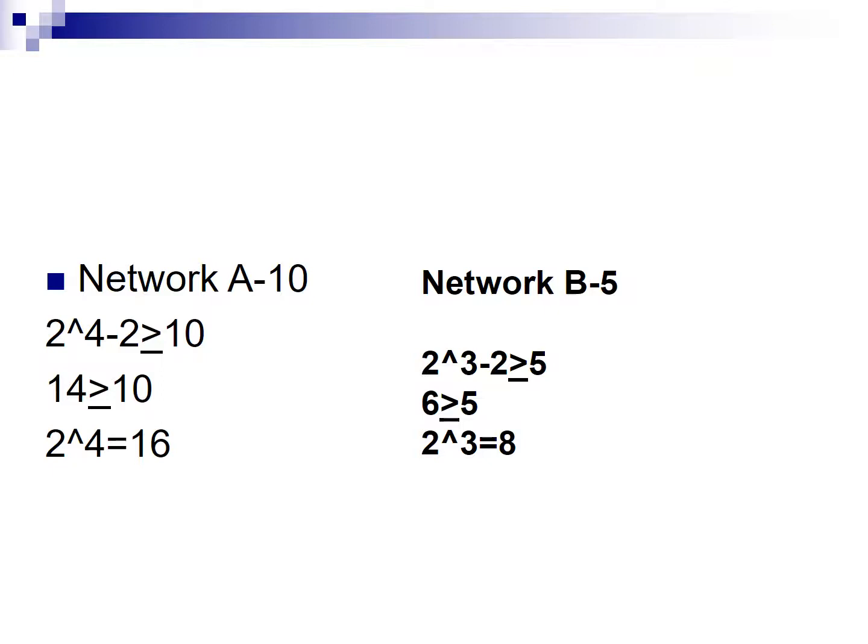And therefore, for network B as well, we have 2 raised to 3 minus 2 is greater than or equal to 5. So therefore, we have 6 is greater than or equal to 5. 2 raised to the power of 3 will be equal to 8. So therefore, we'll be having all of these with our IP addresses with this spacing in our table. We'll get into our table now to see how we made our hosts, our broadcast domains, and all of that.